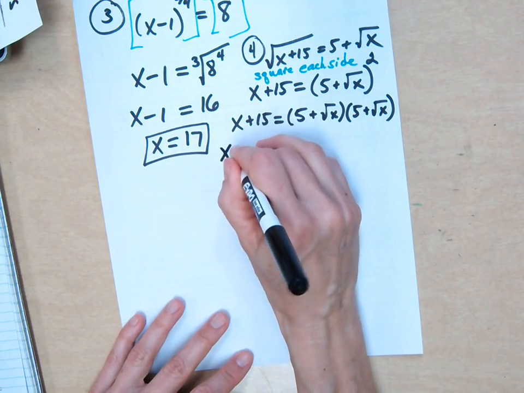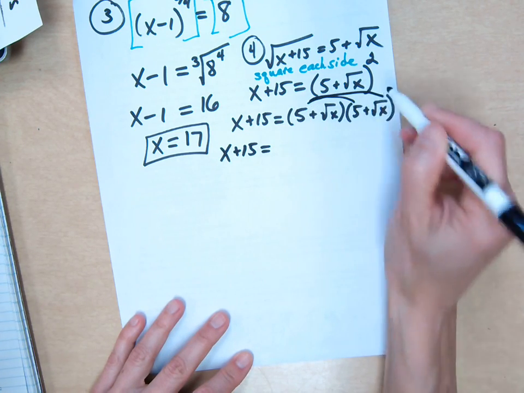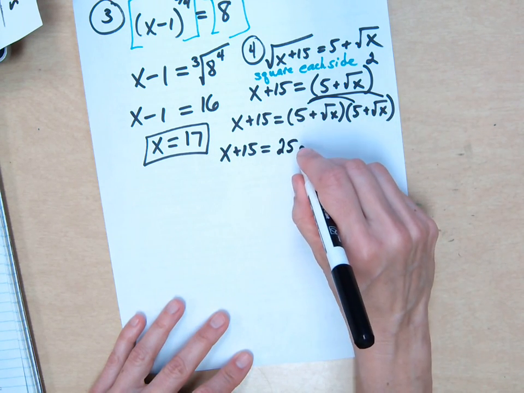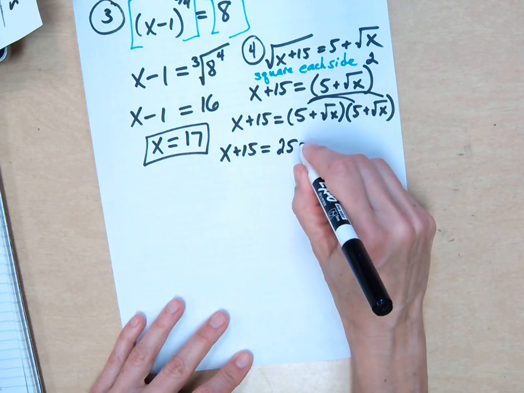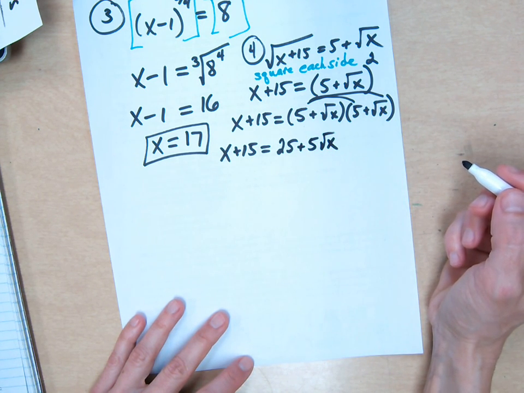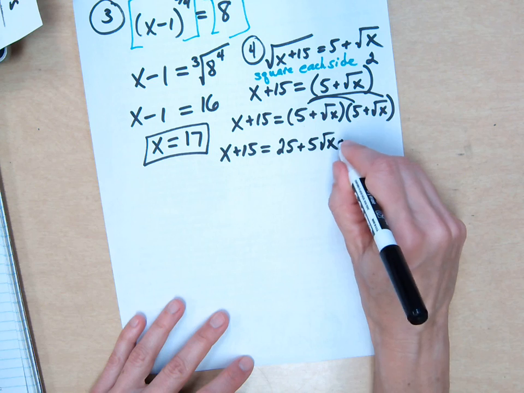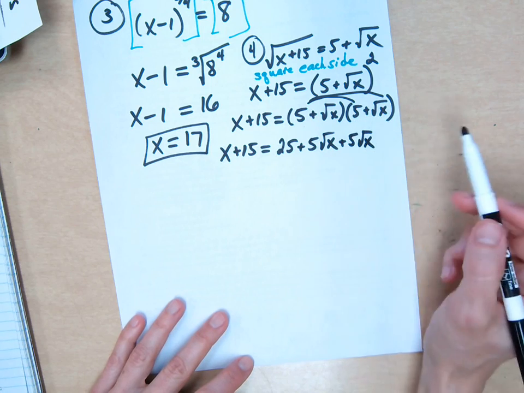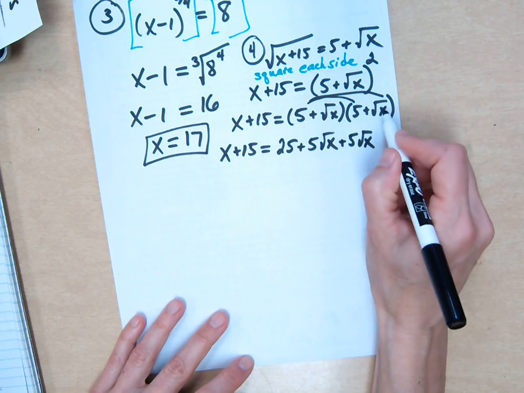So, we'll do it one step at a time. First we'll distribute the 5 to both of these. So 5 times 5 is 25. 5 times root x. If you multiply 5 times the square root of x, you just get 5 root x. You literally write them right next to each other. That's all you can do. And then root x times 5, same thing, 5 root x. We could write root x 5, but that order is easy to mess up, so you put the number first.